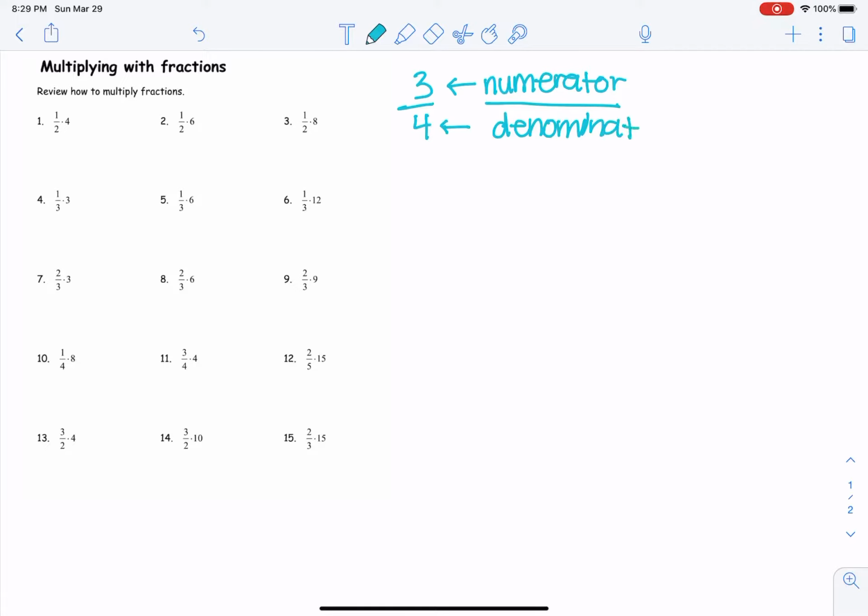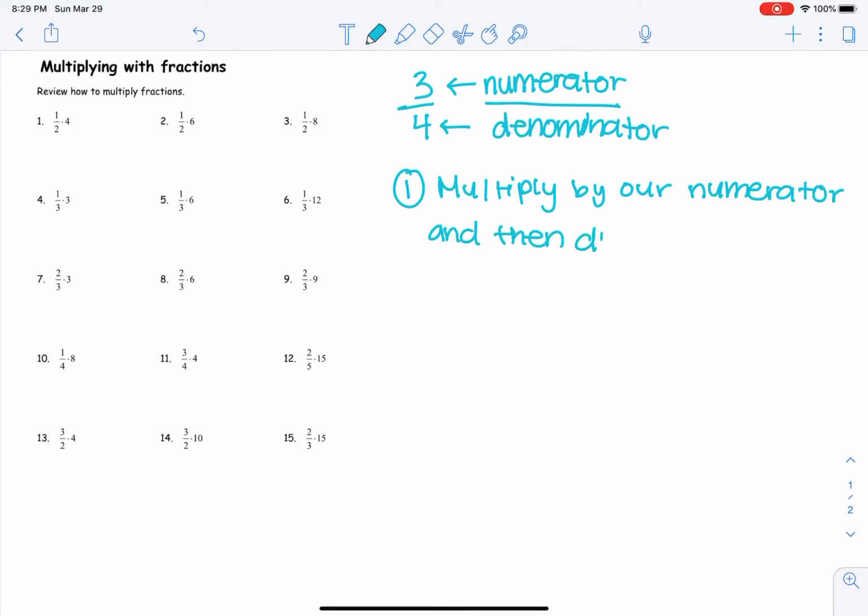So when it comes to multiplying fractions, there are two ways of doing this. The first way would be to multiply by our numerator, which we remember is our top number, and then divide by our denominator.